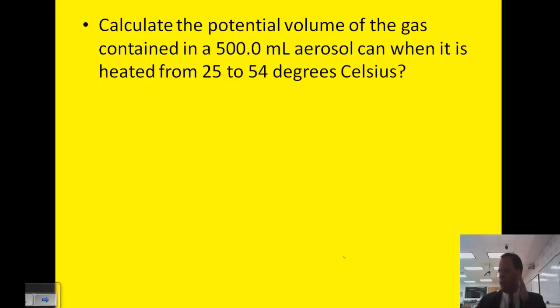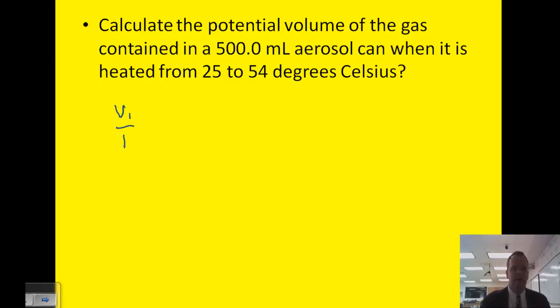Here's the second problem. Calculate the potential volume of a gas contained in a 500 milliliter aerosol can when it is heated from 25 to 54. Try this one on your own. Press pause and then come back and watch the correct answer.